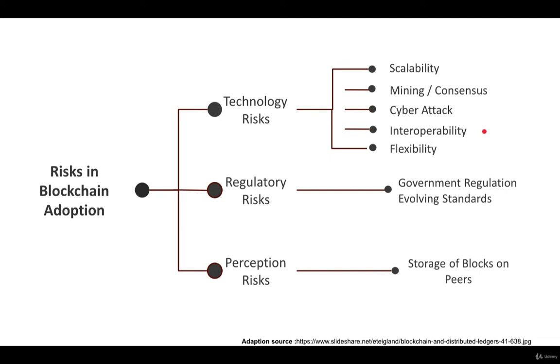What about flexibility? What if we have some changes in the way we work now? Will the system be flexible? Will the blockchain be able to adapt to the changes in the system, organizational structure, or the rules and regulations and the norms of the organization? So after looking at the technology risks, the ABC adoption team will also look at regulatory risks in terms of government regulation. What are the evolving standards, and are we able to match it and use it in blockchain? Then there will be perception risks.